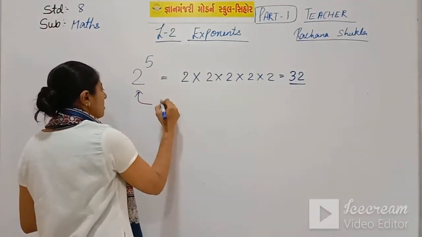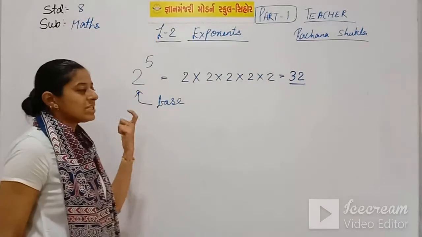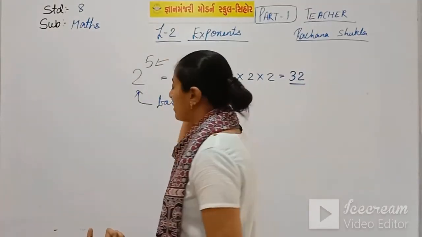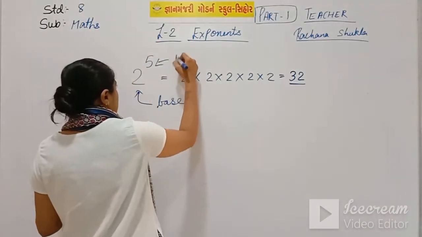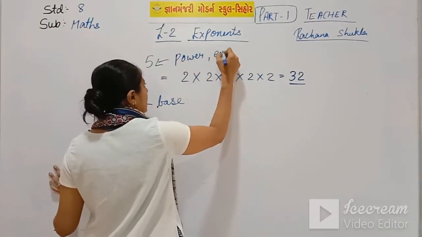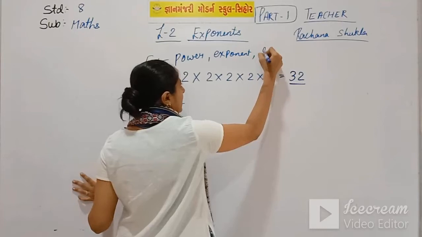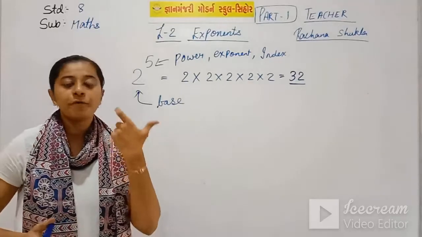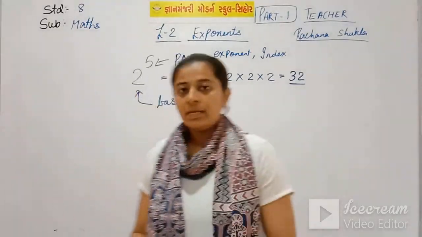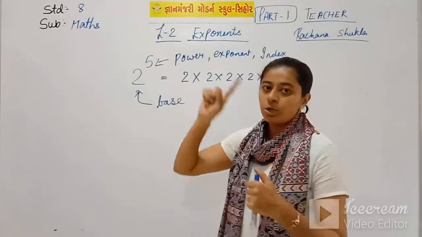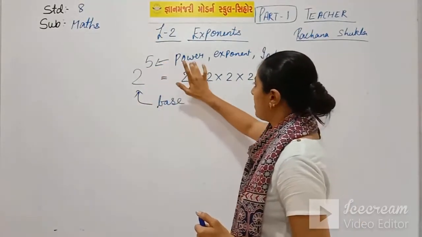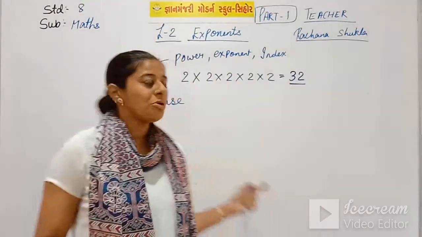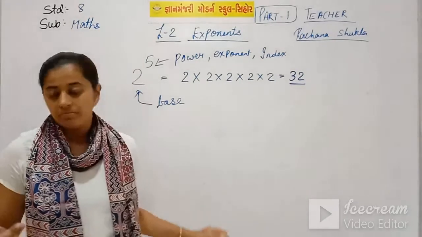Here 2 is known as the base. What is 2 known as? 2 is the base of this question. And what is 5 known as? 5 is known as power or exponent or index. We can speak that 2 to the power 5 or 2 raised to 5. So 5 is the power or exponent or index of the base 2. I will show you one more example of a negative number.